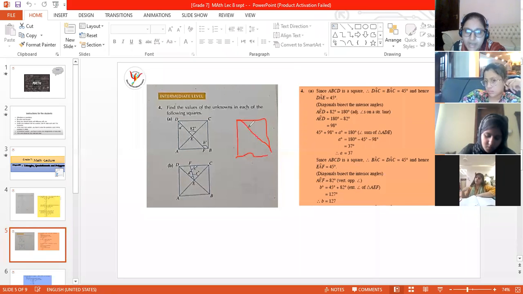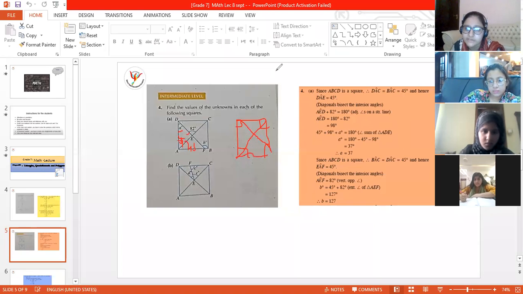AC is a diagonal, and you know that in a square each angle is 90 degrees. Each and every angle is 90 degrees, and if the diagonal is intersecting between the vertices A to C, it means that this is 45, this is 45. Is this clear? This is 45, this is 45. But still I can't find the value of A because I don't have this part.